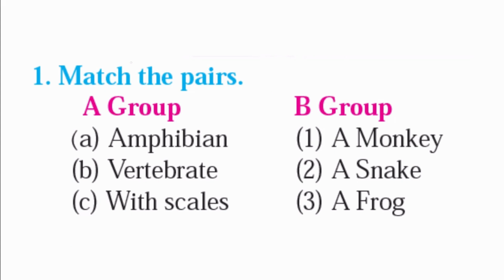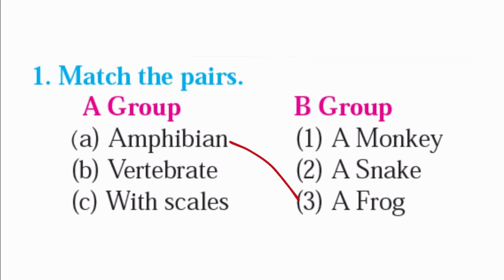Okay, group A. In group A they have given the types of animals, and in group B they have given the examples. First of all, amphibian. From these three examples, which is the amphibian animal? We have to find that. Amphibian animals are animals which can live on land and can also live in water. The frog is such an animal. Frog can live in water and on land also. That's why frog is an amphibian animal.